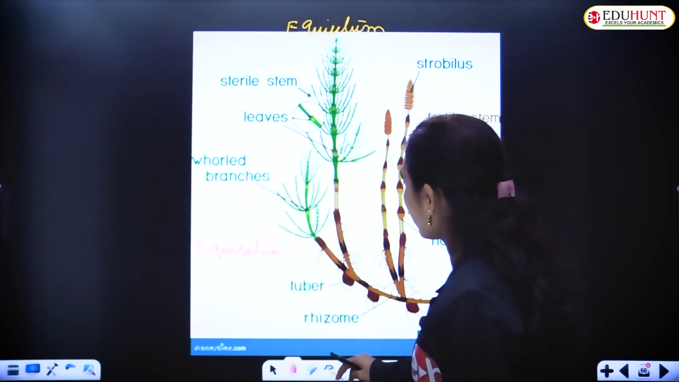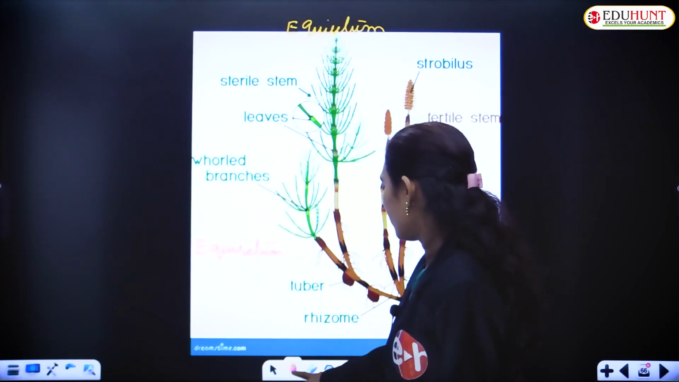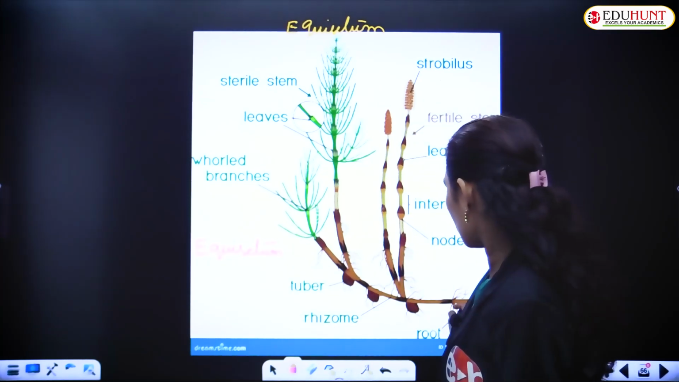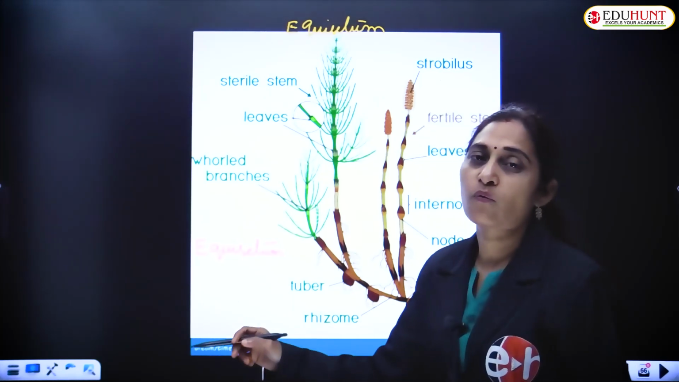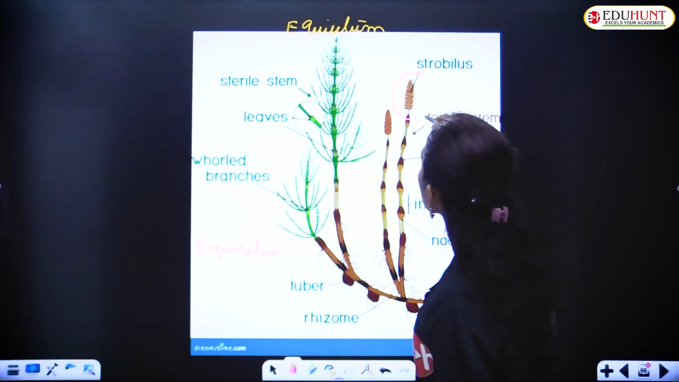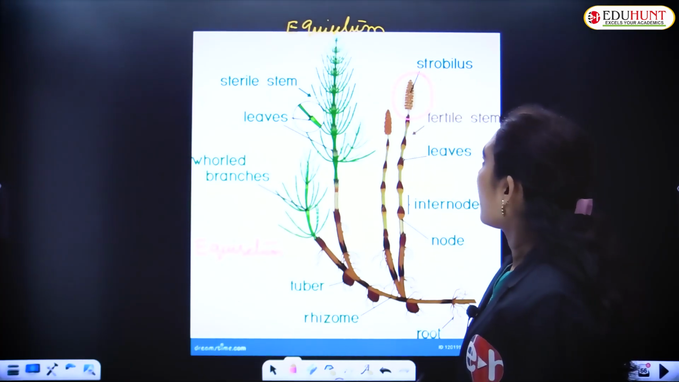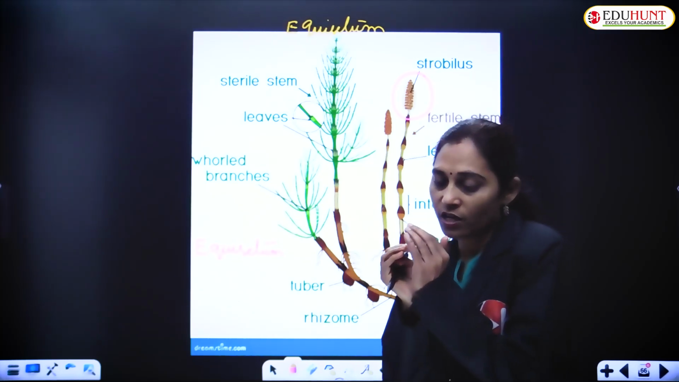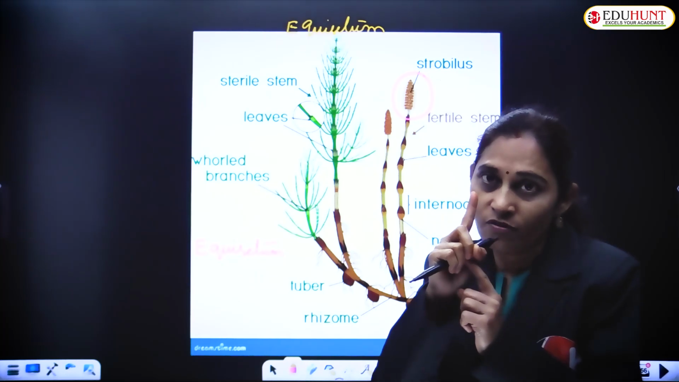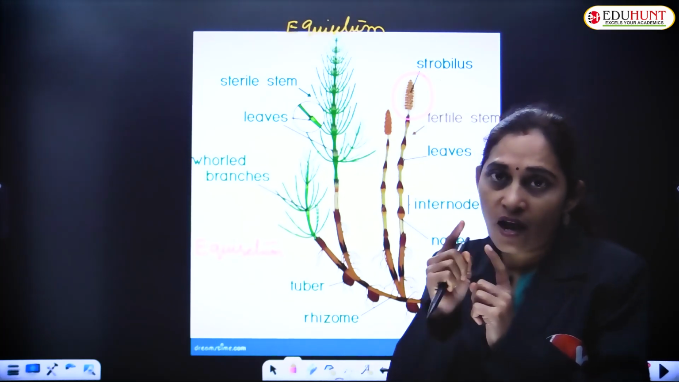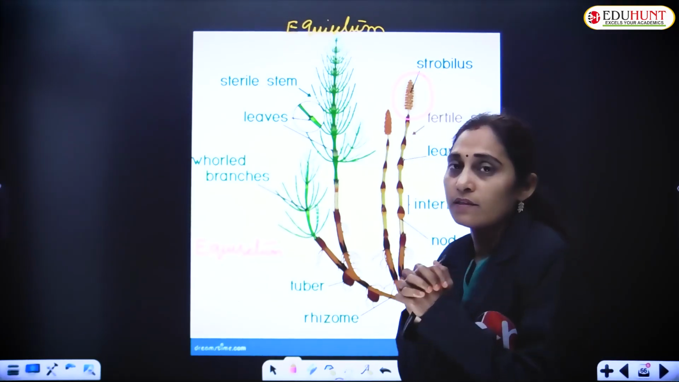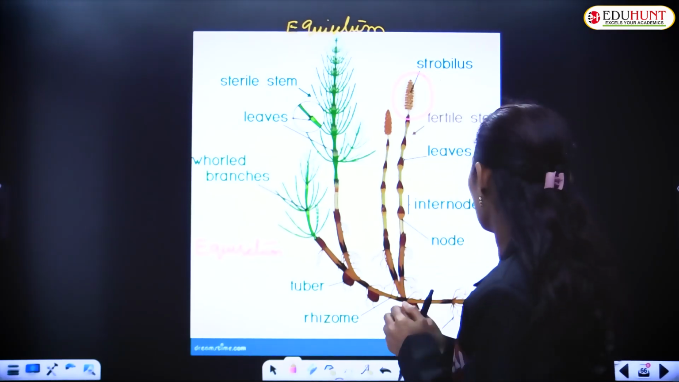Adaptations to xerophytic environment. These are tubers. They are underground, and they are the perennating structures. This is the rhizome and tubers through which they propagate. And these are the cones called strobilus. These strobili have the sporophylls which are compactly arranged. They are spirally coiled around a central axis. Because of that compact arrangement, they look like a cone, a compact cone.